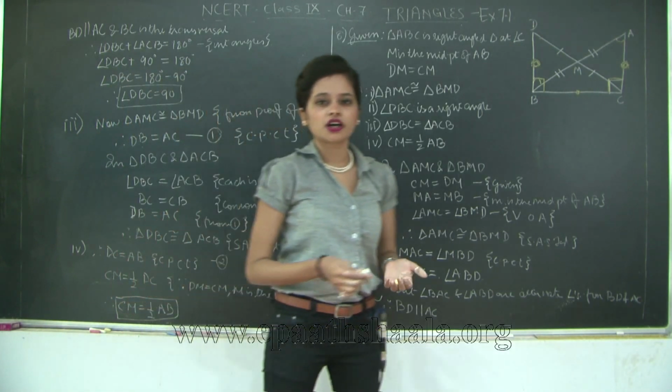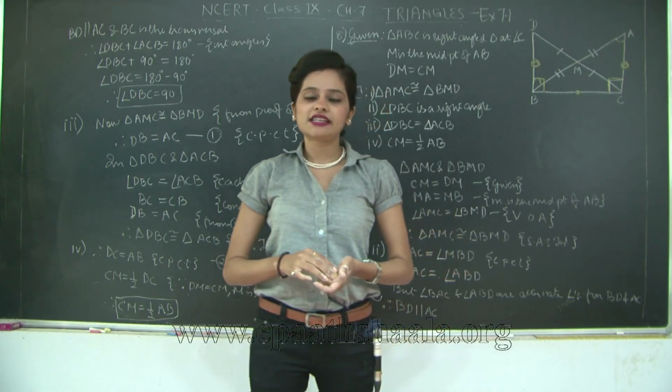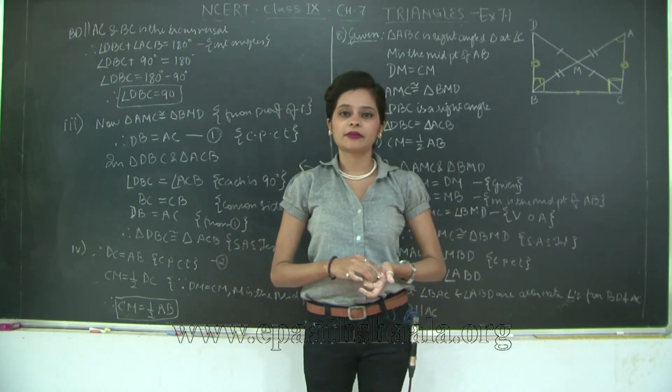So this was about exercise 7.1 of chapter triangles, that's chapter 7 of your textbooks. We will take a look at the remaining section in the forthcoming classes.